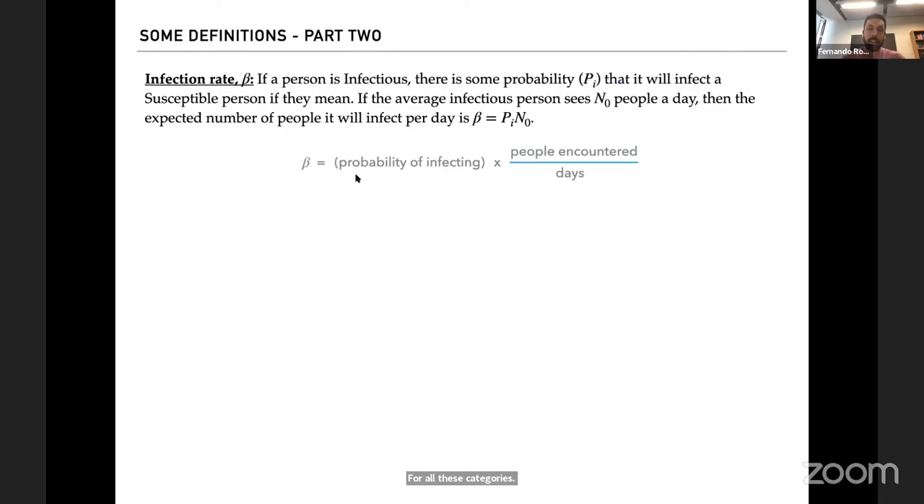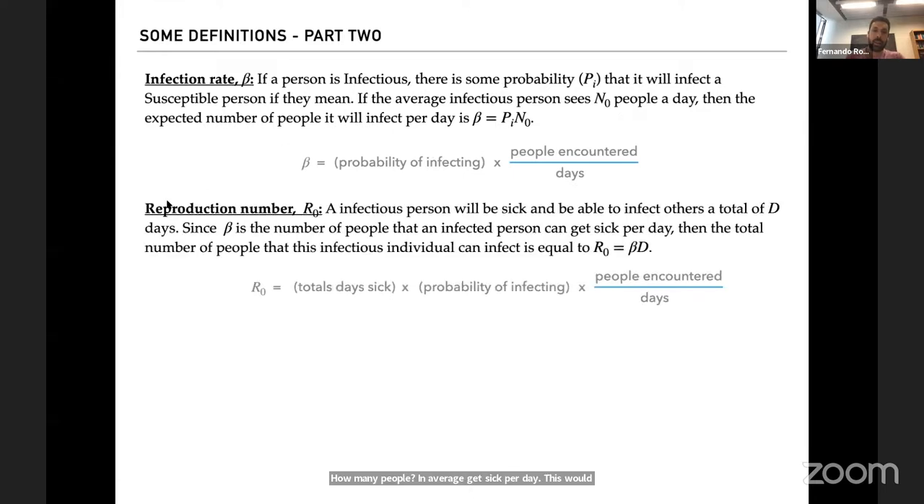Okay, so let's start with the infectious. If someone is infectious, they will get other people sick. They will get the susceptible people sick, okay? So we will label beta as the infection rate. This is the probability that someone who is sick infects someone who is susceptible times the people that the infectious person encounters per day. So this would be basically, for a single individual who is infectious, how many people on average get sick per day. This would be beta.